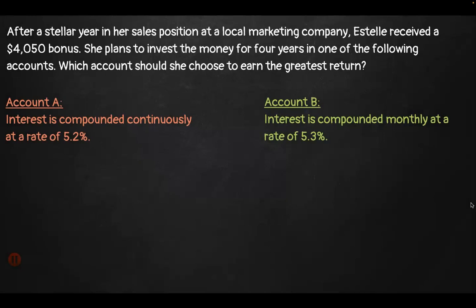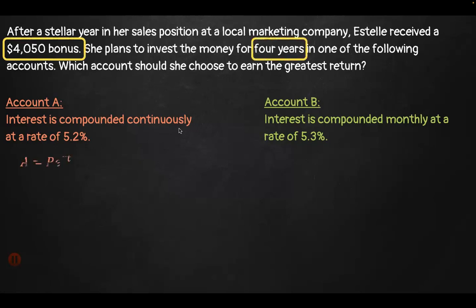So here we have a question where Estelle received a $4,050 bonus, and she plans to invest this money for 4 years in one of the following accounts. We want to determine which account she should choose to earn the greatest return. So now let's look at account letter A. Account A says our interest is going to get compounded continuously. So there you go, there's your keyword, continuously, so you know which formula you need to use.